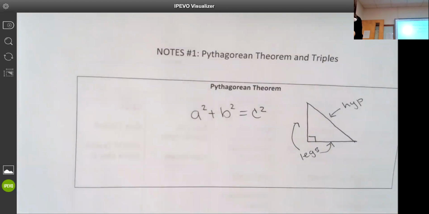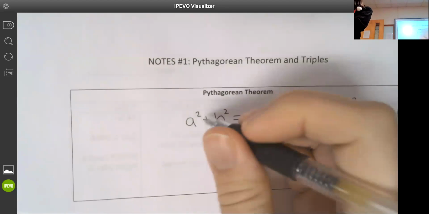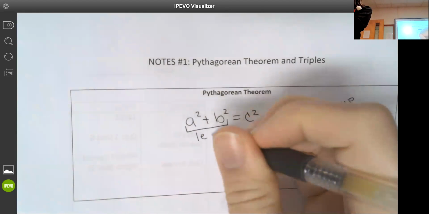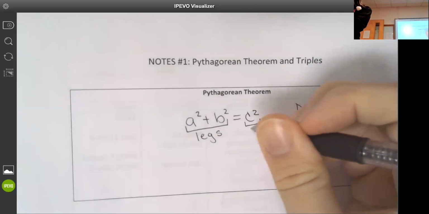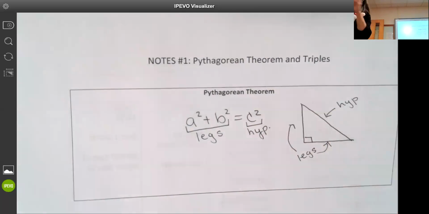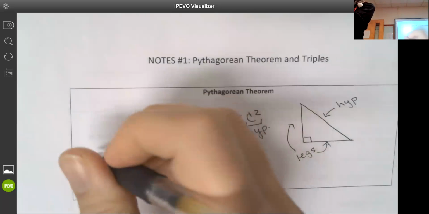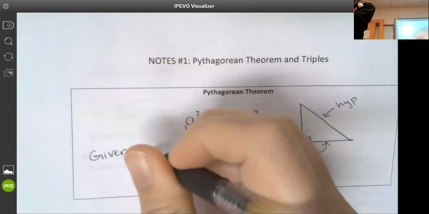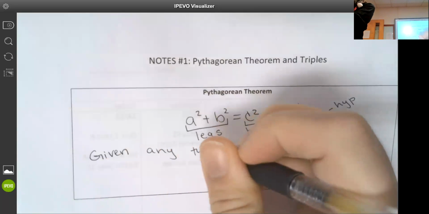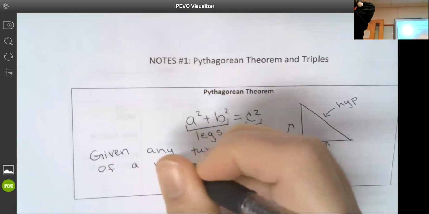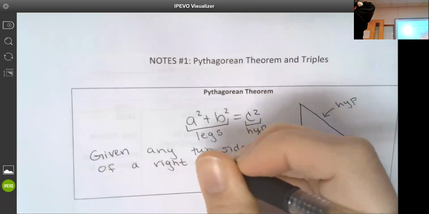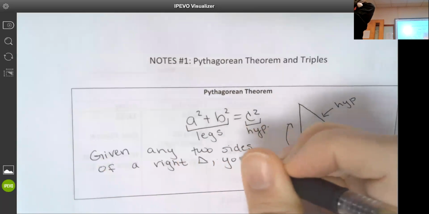And so the important piece with the Pythagorean theorem that students sometimes do incorrectly is that a and b have to be the sides that are legs, and c has to be the hypotenuse. So it always has to be the input that is equal to the hypotenuse squared. And with the Pythagorean theorem, given any two sides of a right triangle, you can find the third.